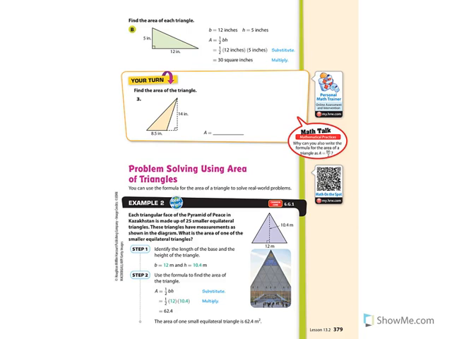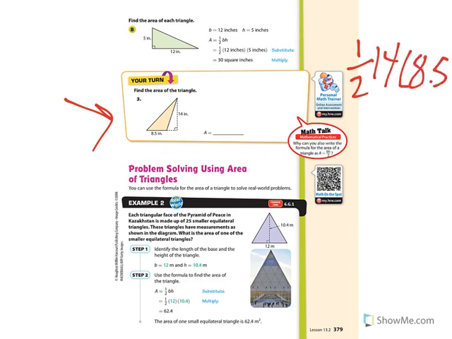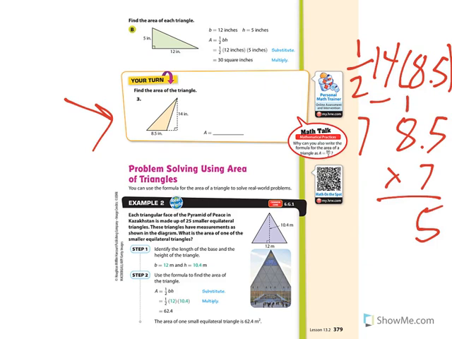Okay, next example. So you can see, we'll just go to number 3 here. You can see the height of it's a little bit different triangle look. And so we're going to take 1/2. Our height would be 14. Our base would be 8.5. Take 1/2 of 14, that's 7. And I'm going to times by 8.5. And then I'll just show my work here.